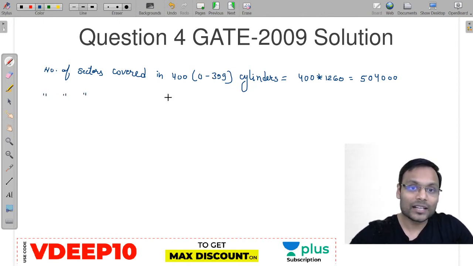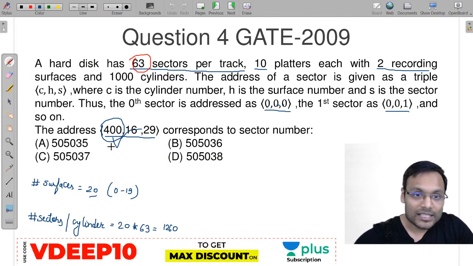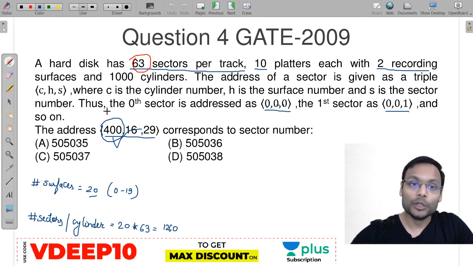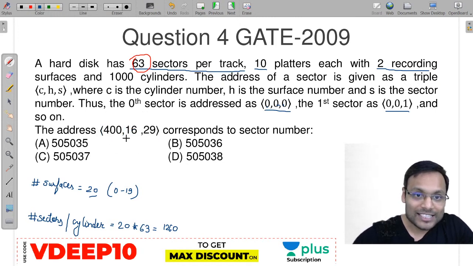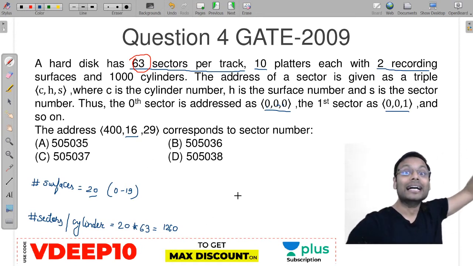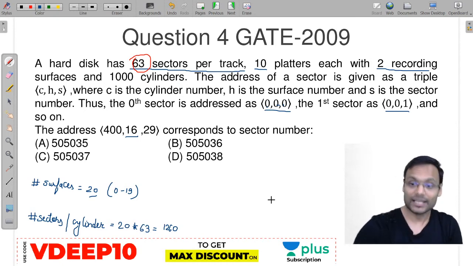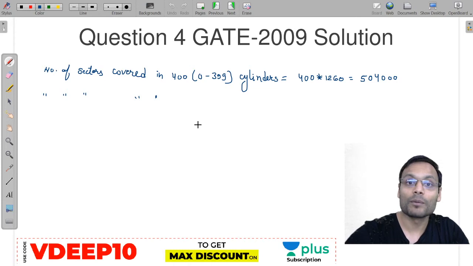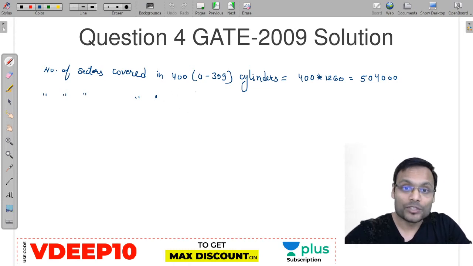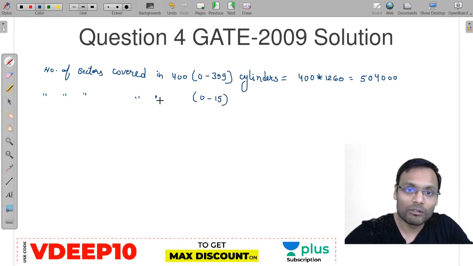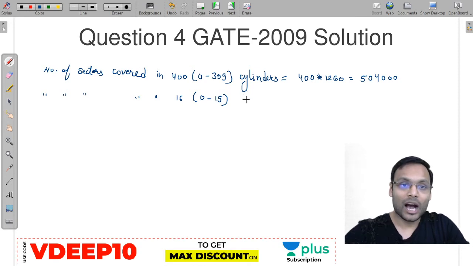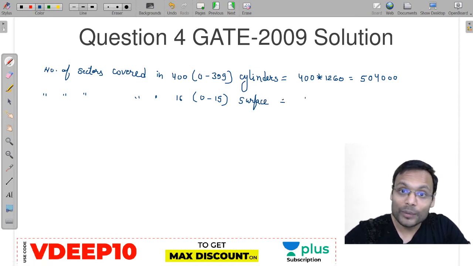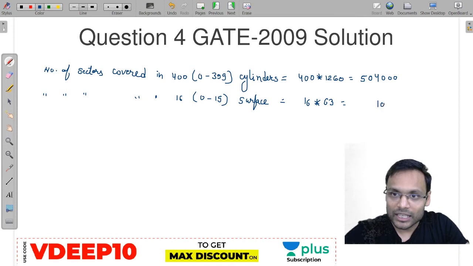Now go further. How many sectors have you covered? Look at this: 400 cylinders done, 0 to 399 done. You have entered the 400th one and reached the 16th surface. That means surfaces 0 to 15 are already covered. So 0 to 15, how many in total? 16 surfaces covered. In those 16 surfaces, how many sectors are covered? Each surface has 63 sectors, so 63 into 16 is 1008.